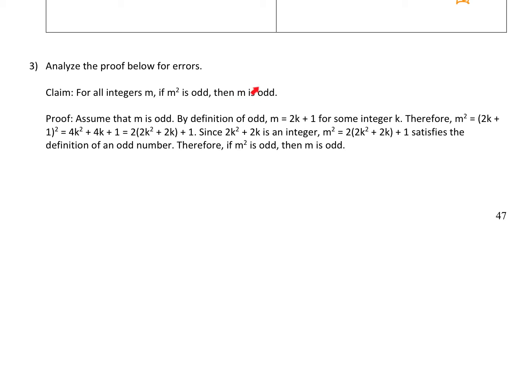You can't start by assuming it's true. That's the whole point of the proof, is to prove that this is true. So this is called the converse error, which is very common, of assuming the wrong thing, assuming that which is to be proved.